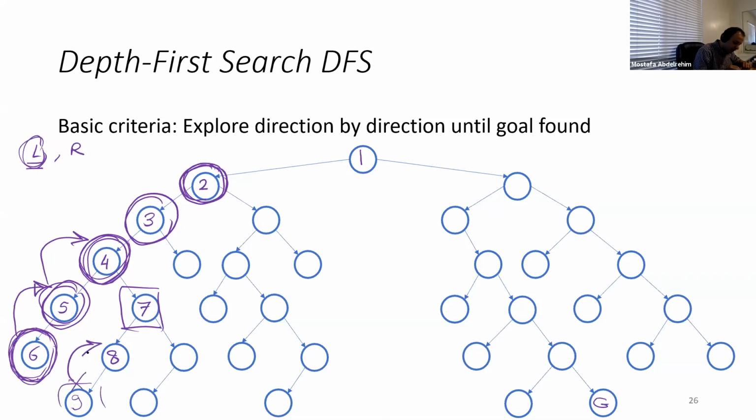We go back one step to 8. Does 8 have any other connection? No. So we go back another step to 7, the parent of 8. And 7 has another possibility rather than 8 and 9. So this will be number 10, and we start from this again. 10 has one connected node or one child, which will be 11.